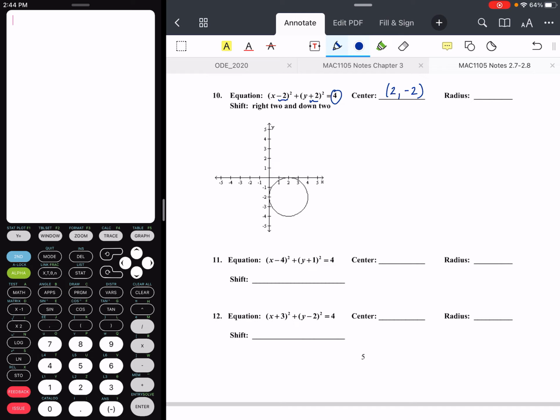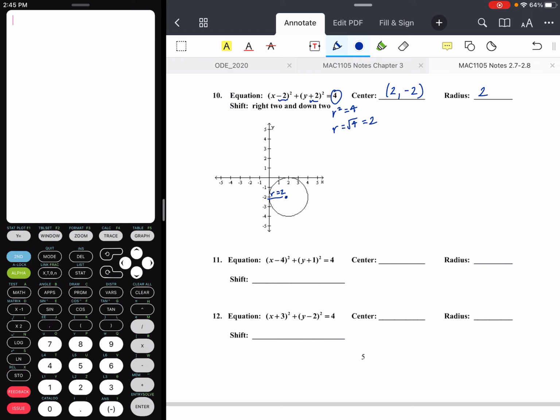And then if 4 is r squared, that means r will equal the square root of 4, which is 2. And let's just check it now in the graph. (2, −2) is the center, and I can see that the radius in any direction equals 2.